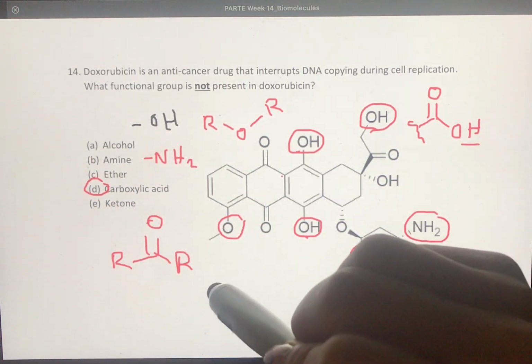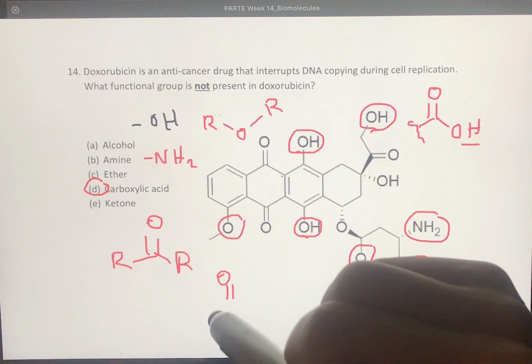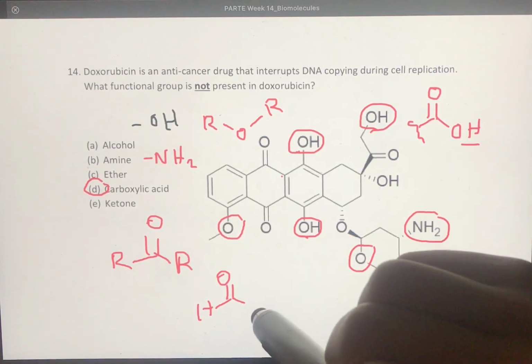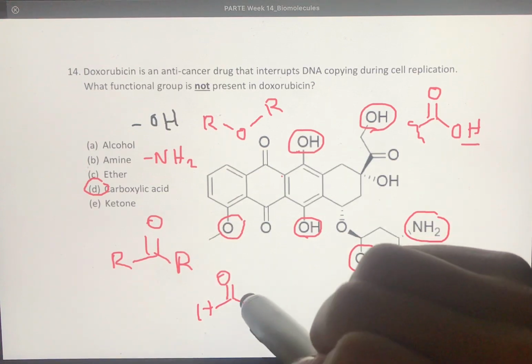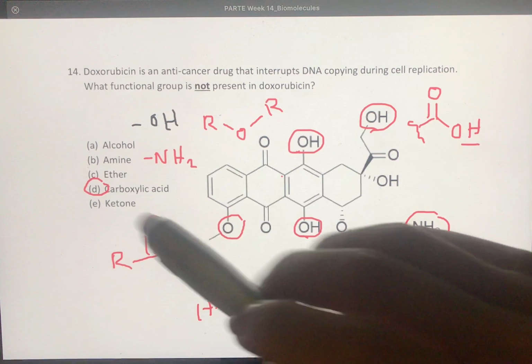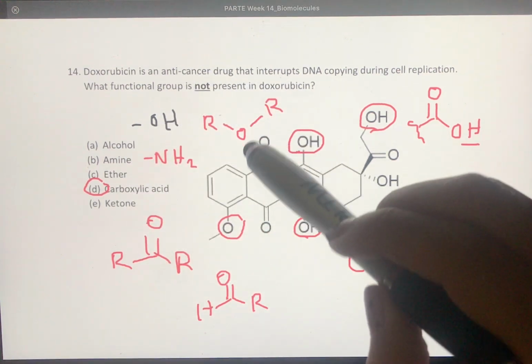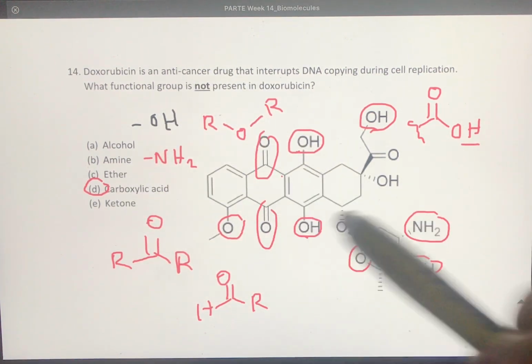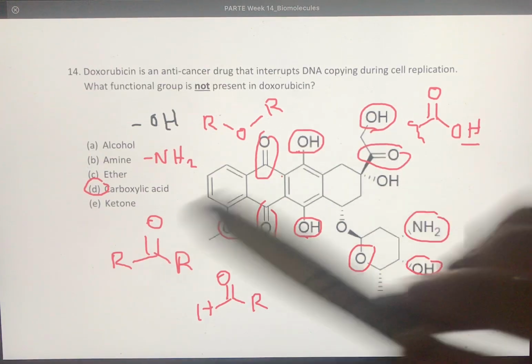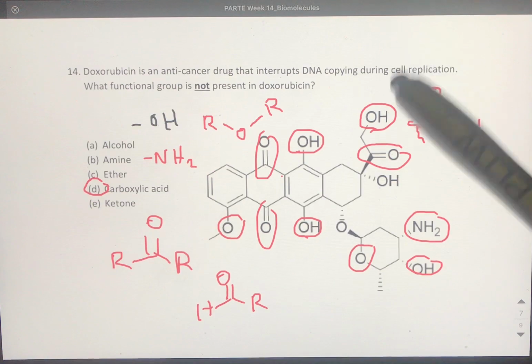That can be distinguished from the other kind of carbonyl group that we know about, which is an aldehyde, which just means that it's a carbonyl that's on the end of a molecule because it has an H on one side and then carbons on the other side. So we can find some ketones because this one's a ketone, this one is a ketone, this guy is a ketone, and I think that's it. So the answer here is going to be carboxylic acid.